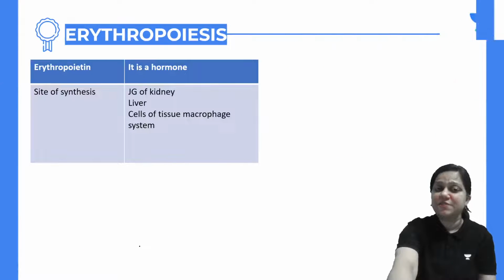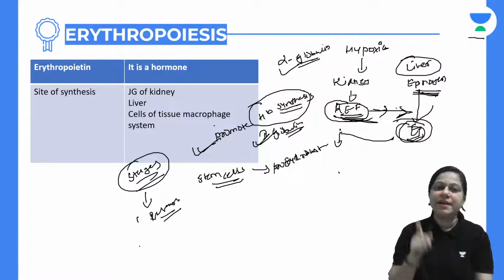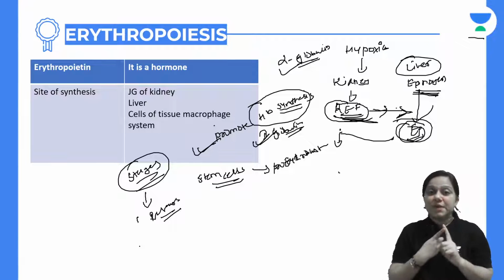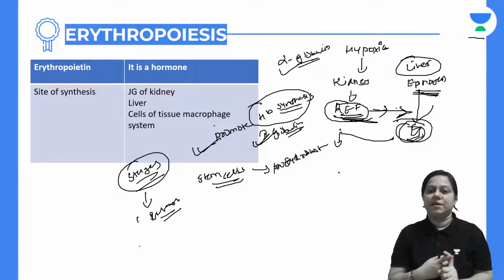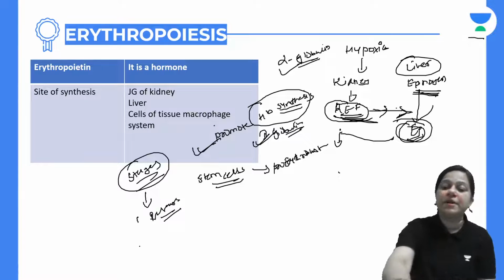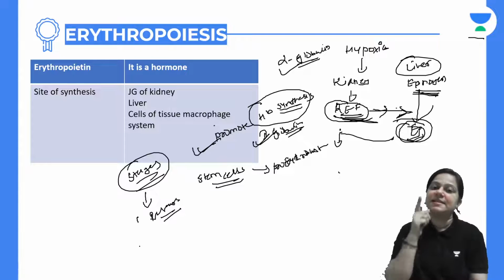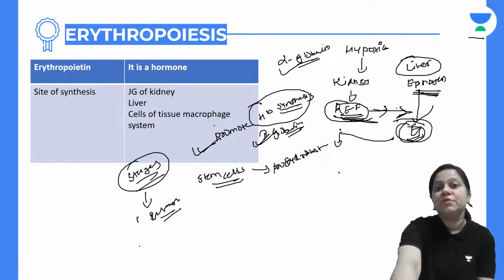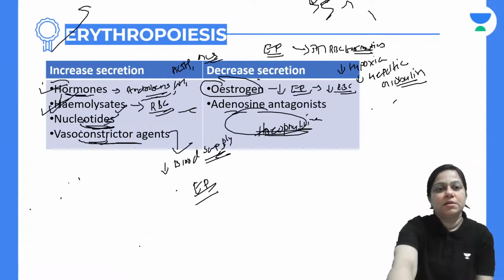Whenever the tissue suffers from hypoxia, it will cause release of erythropoietin. Erythropoietin is a hormone. 85% of the erythropoietin is secreted, and the site of synthesis is the juxtaglomerular apparatus of the kidney. The remaining 15% can be synthesized in the liver and in the cells of the tissue macrophage system.